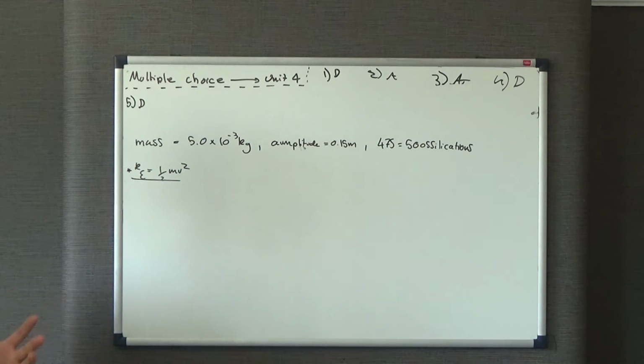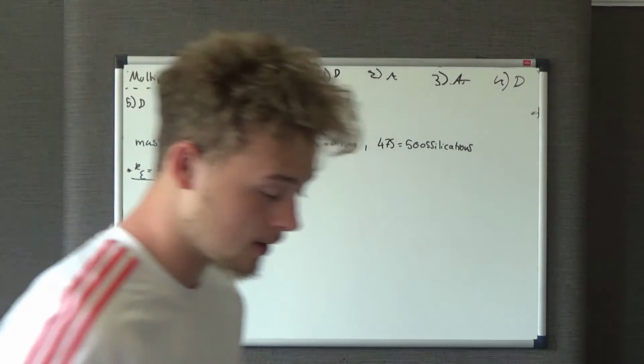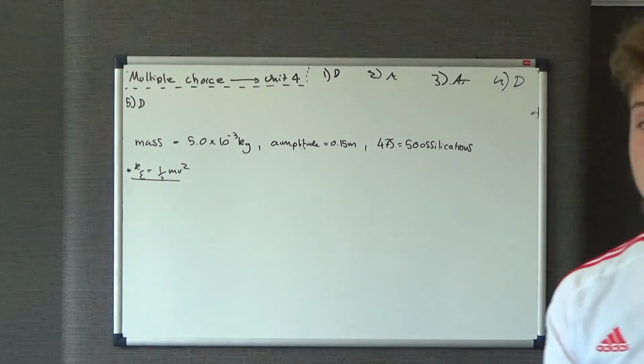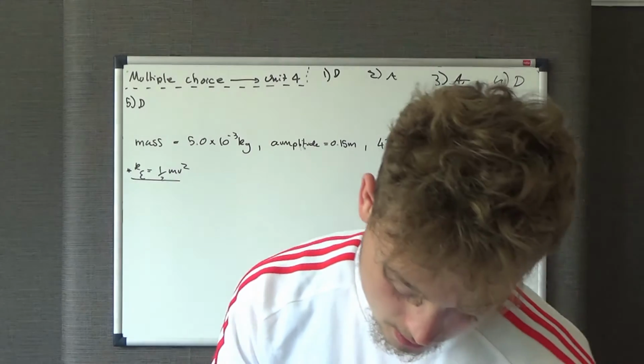We're told that there's this object which weighs 5 times 10 to the minus 3 kilograms. Obviously it's in simple harmonic motion. It's got an amplitude of 0.15 meters. It does 50 oscillations in 47 seconds, and it wants us to calculate the kinetic energy of this particle. It lists a few different answers.